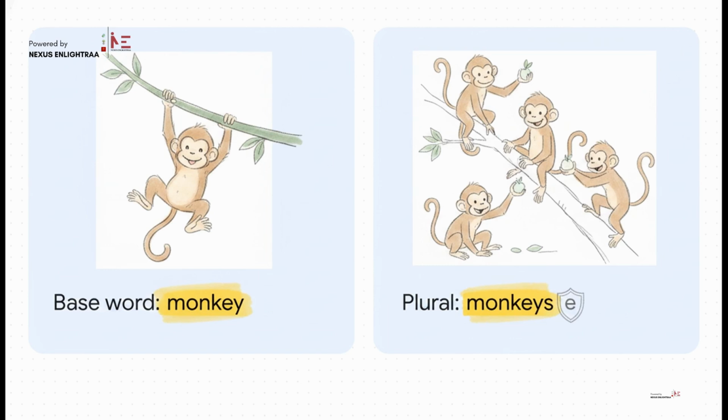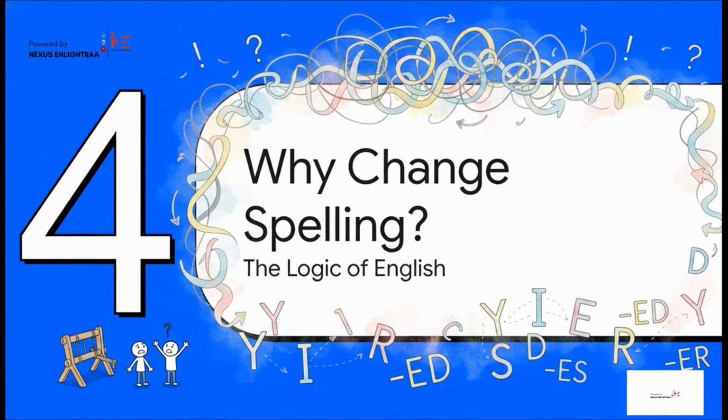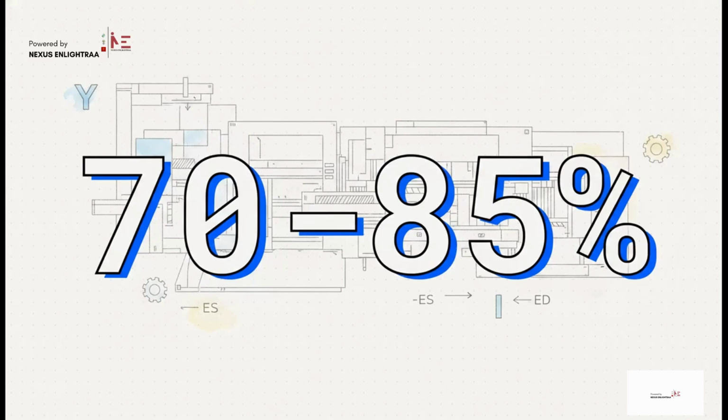Take monkey. That E right before the Y tells us to leave the spelling alone. So monkey becomes monkeys just by tacking an S right onto the end. Section 4. Why change the spelling? The logic of English. You might be thinking, is this just arbitrary torture from English teachers? It feels like English spelling is just full of random exceptions meant to trick us, right? Well, believe it or not, linguists estimate that a staggering 70 to 85% of English words actually follow standard, logical spelling rules like this one.